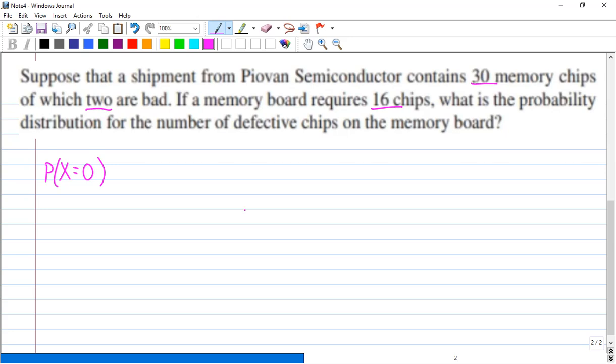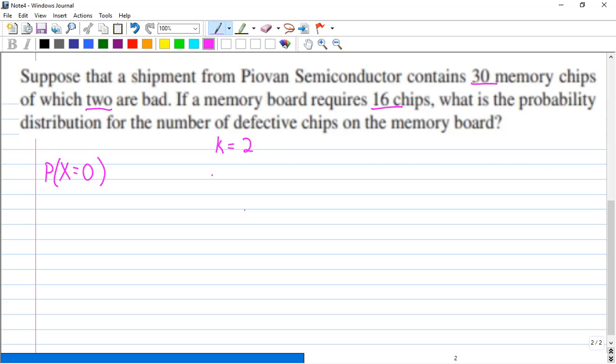Then I know that capital X in this problem is 0. What about little k, the lowercase k? Lowercase k is the total number of possible successes in the population. I guess here you could think of a success as being a defective chip. It's not a success, but we have 2 that are bad out of the 30. So our little k here is 2.